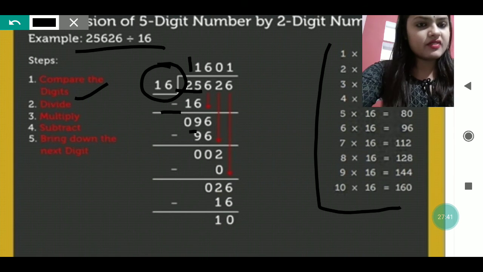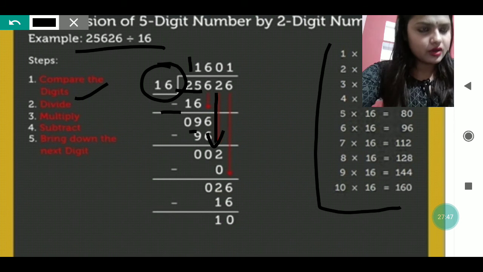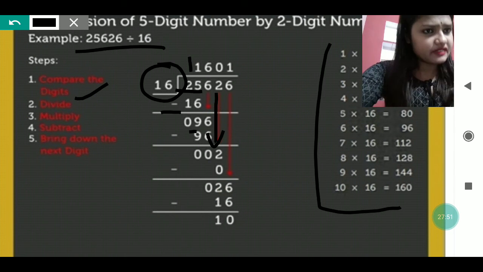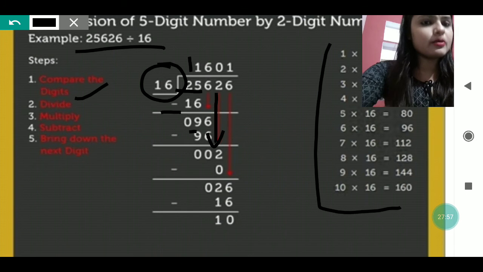Now we will move on to the next digit. We will take the next digit, that is 2. So we have taken 2 downside by giving the arrow sign. The next number is 2, so we have taken 2 downside. But is that 2 divisible? No, because in the table of 16 we cannot get 2. It is not possible that in the table of 16 we will get 2. So it is not divisible.